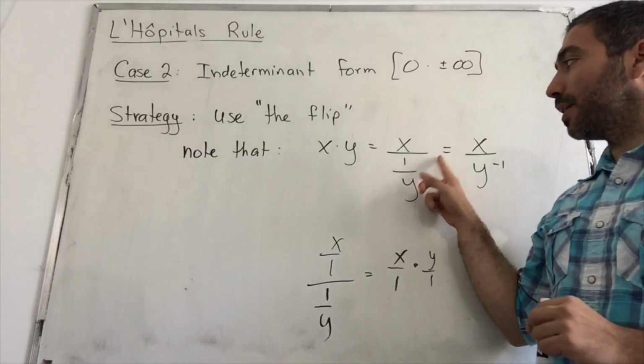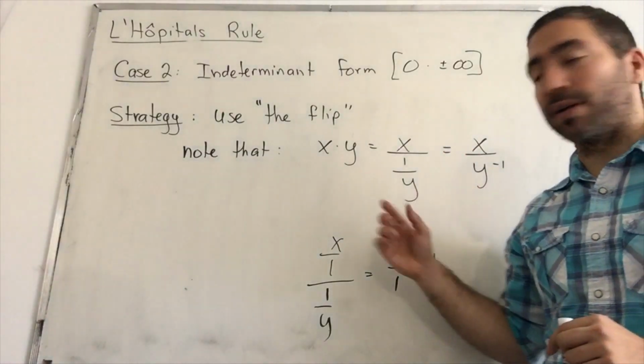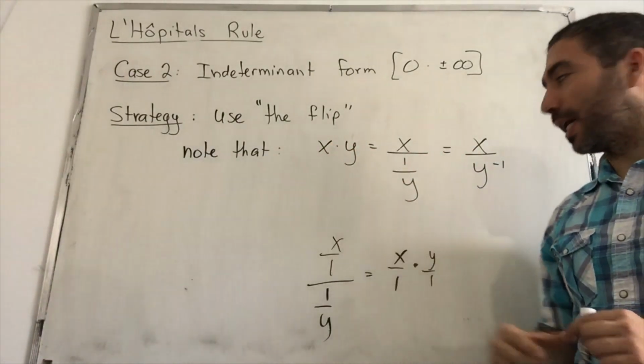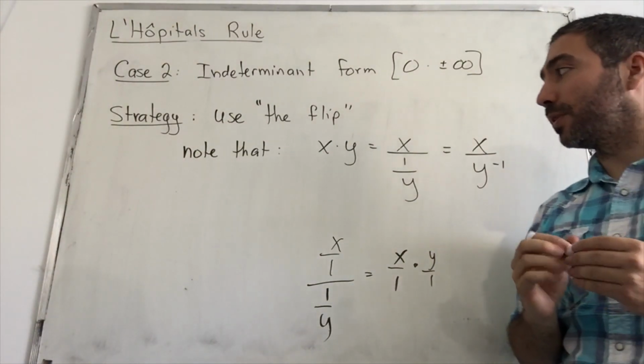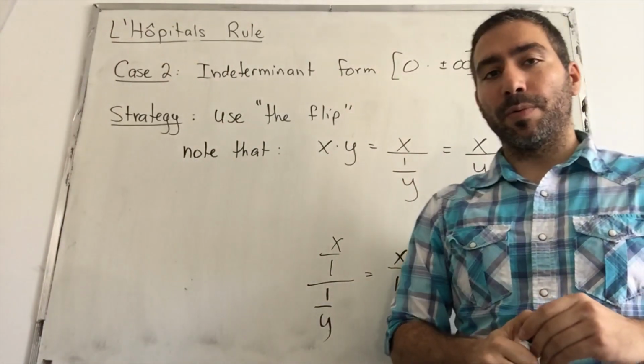Or another way you could write it is x over y to the negative 1. So you're going to drop the y and put it to the negative exponent. Okay, so we're allowed to do this. This is all equivalent. So this is what we mean when we're doing the flip.